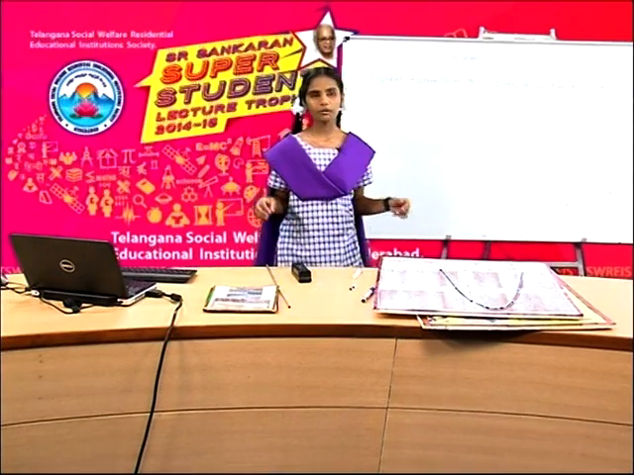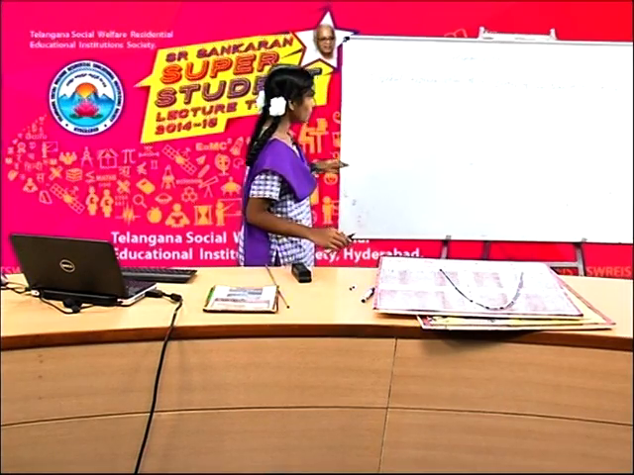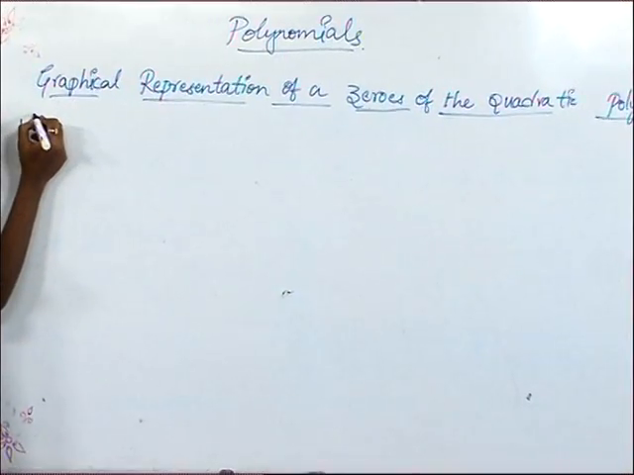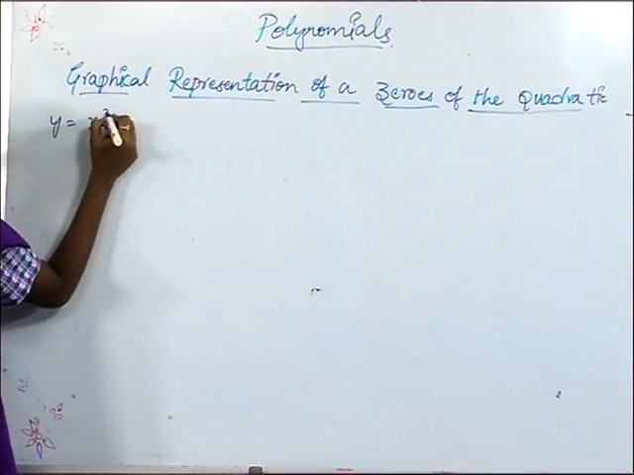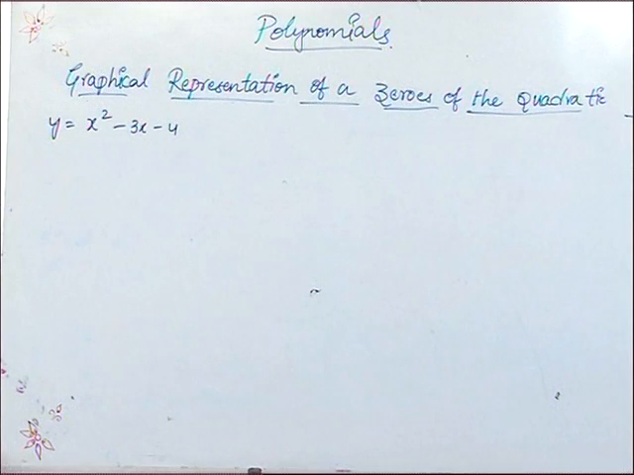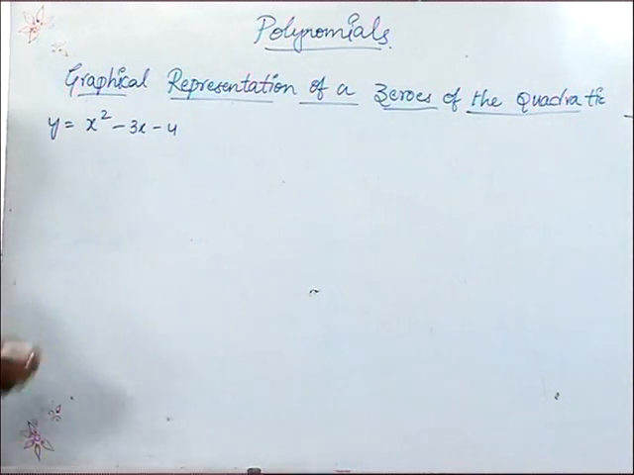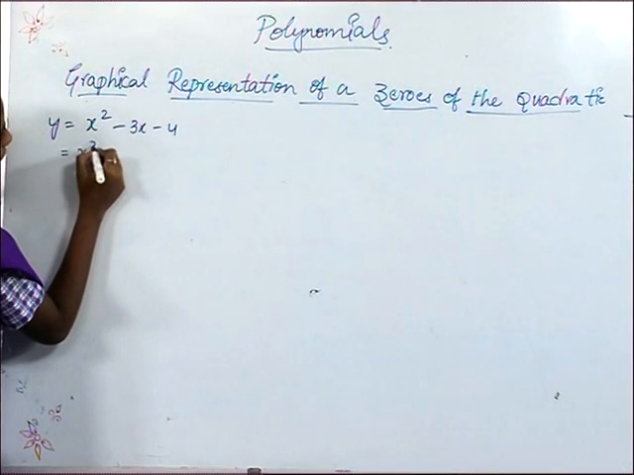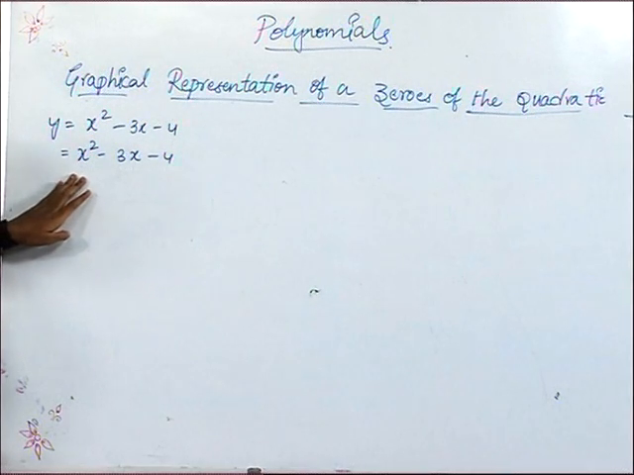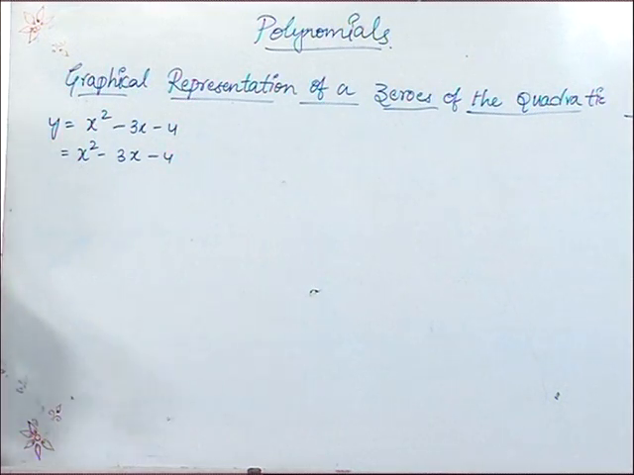Friends, now I am going to take one equation to represent the zeros of a quadratic polynomial. Here I am taking y is equal to x square minus 3x minus 4. Friends, this is a quadratic equation. By this we are going to find the zeros of the quadratic polynomial. It is a quadratic equation. By factorization of this equation, we will get the zeros of the polynomial.